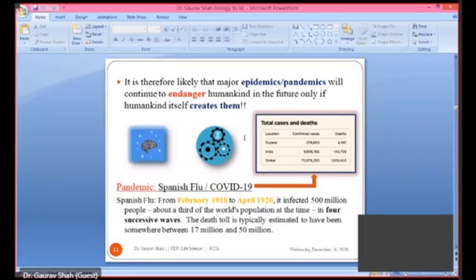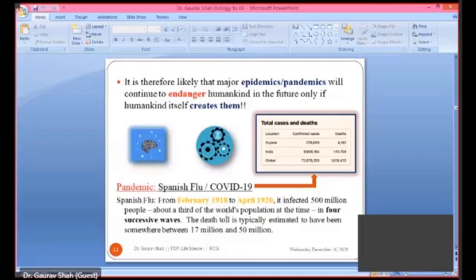So the last pandemic as reported in history was 100 years back, exactly 100 years back, in the year 1918, 1920, where antibiotics were not there. And there is data that approximately it infected 500 million people. That was about one third of the world's population at that time. And there were four waves of this particular Spanish flu. And the second wave was the most dangerous.